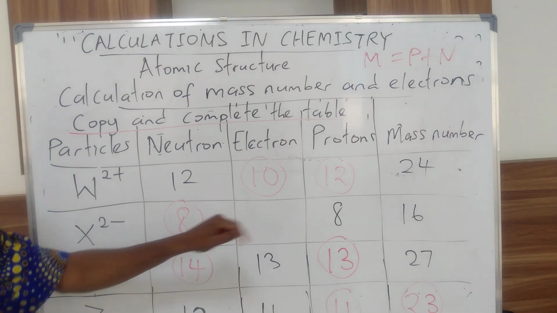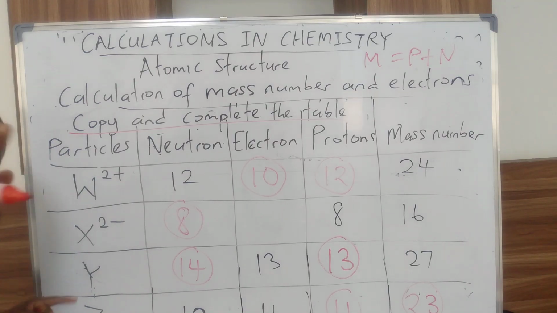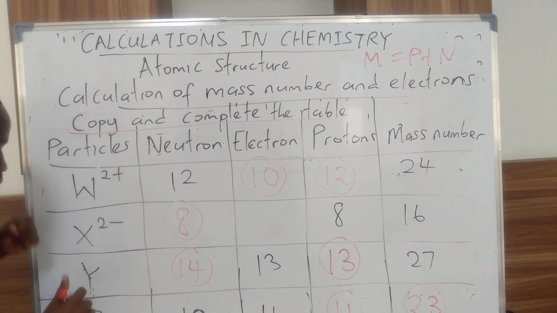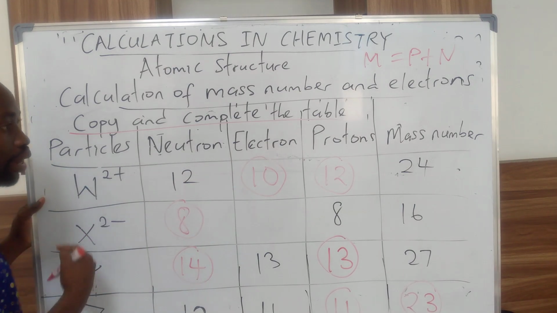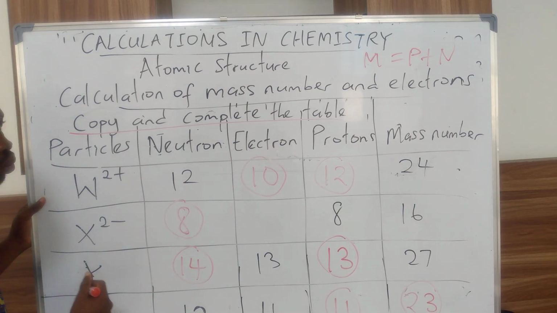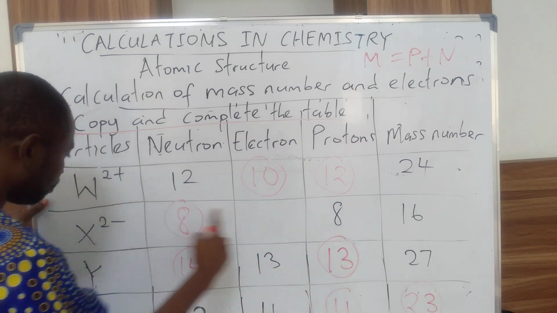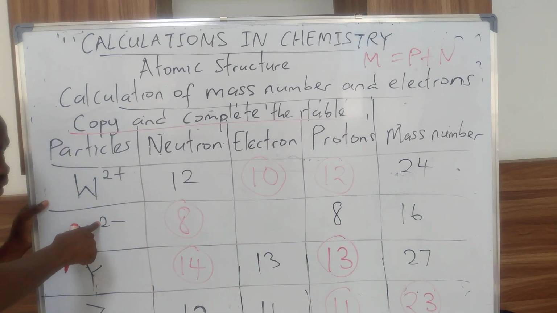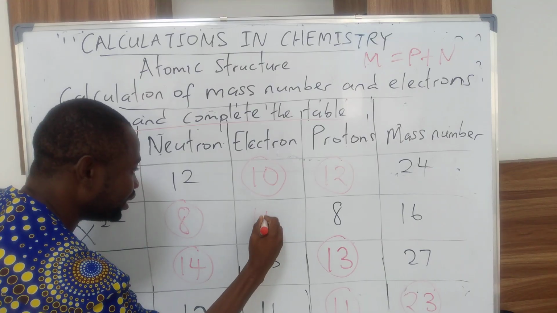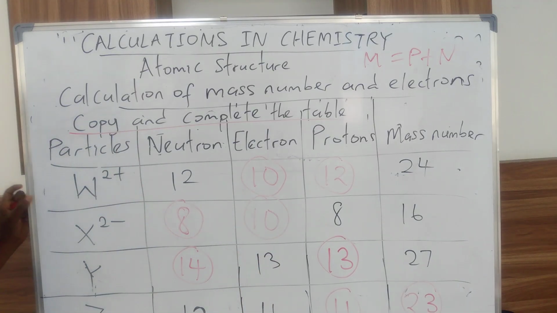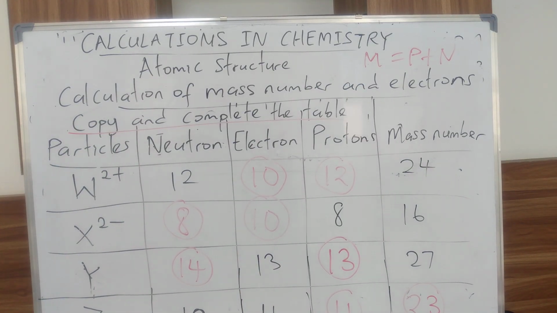Now remaining electron number. Go and check the tips that I gave you. When you have a negatively charged atom, the electron number will give you proton number plus the charge number. It's going to be 8 plus 2, which also gives me 10. So you see how we did all the calculations.